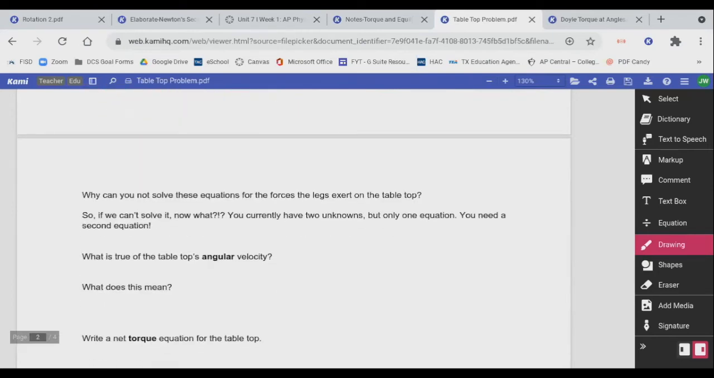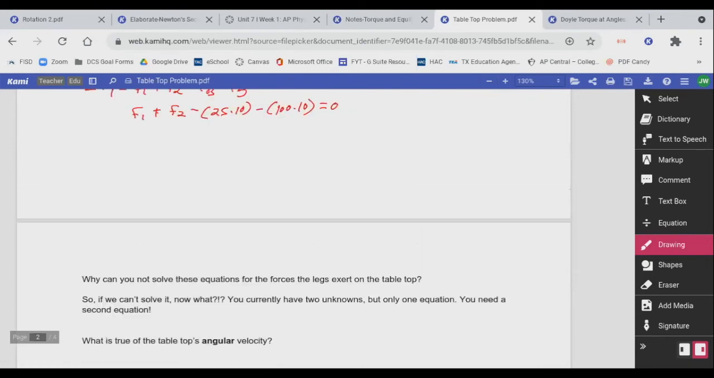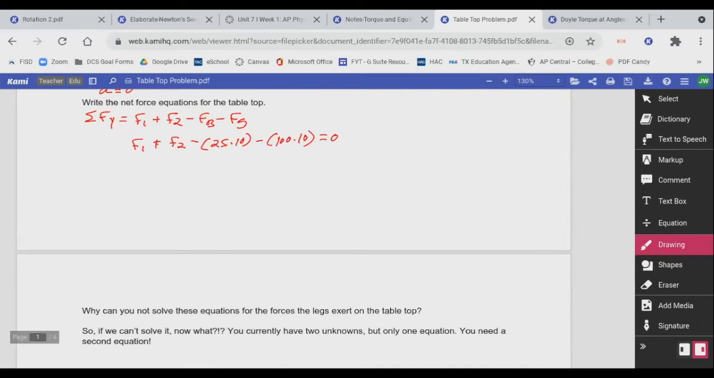Okay. Why can you not solve the equation for the forces the legs exert on the tabletop? All right, so let's scroll back up. It's saying, why can't we solve for F1 and F2? What do you think? Because there are two unknowns in one equation. Got that right. Somebody paid attention to math class. Absolutely right. If you have two unknowns, two variables, you need two equations. Right now, we have one equation and two unknowns. You really can't solve for them with confidence. I mean, you could make stuff up, but when is that going to be right?